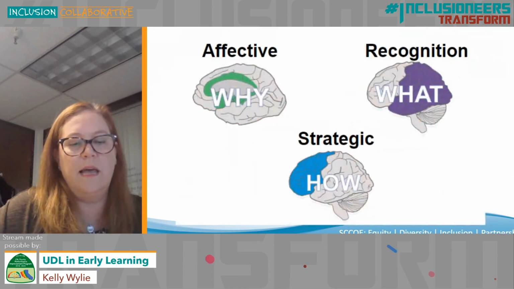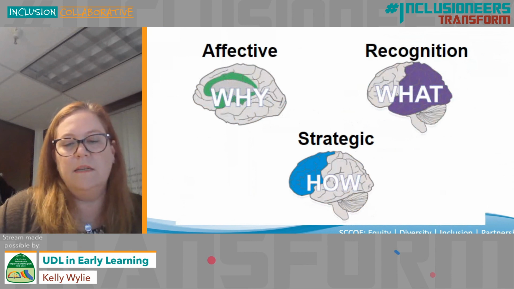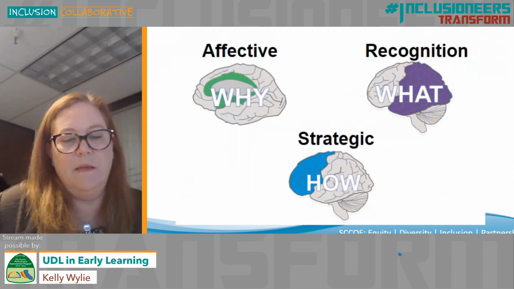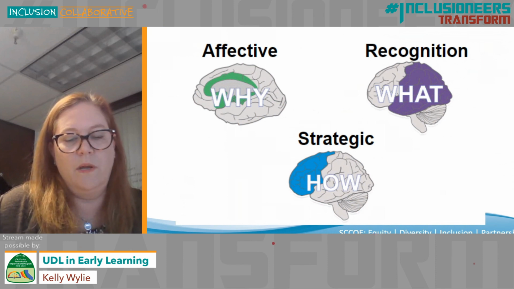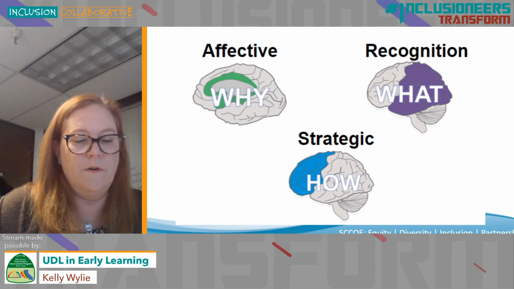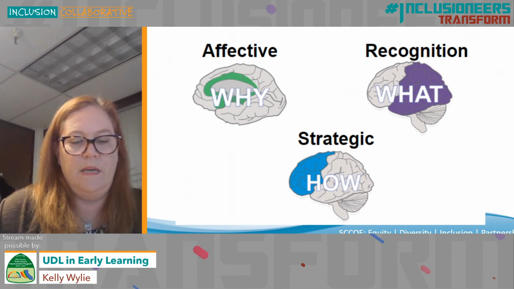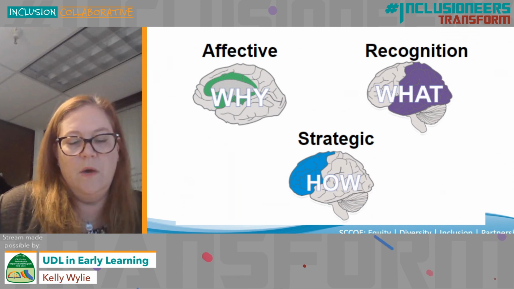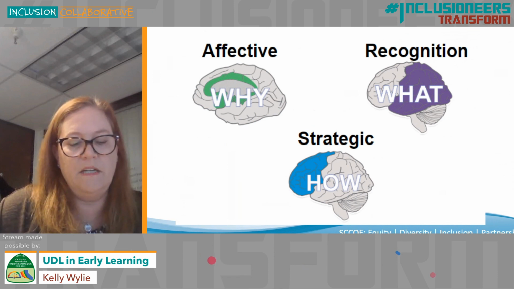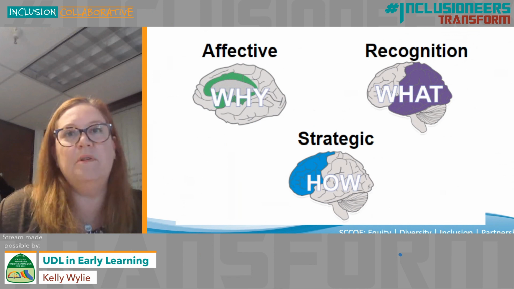I mentioned that UDL had roots in neuroscience. Cognitive neuroscience has been able to begin mapping the brain and observing brain function using various imaging technologies. What we now know is that there are three groups of neural networks that drive learning. First, at the top left, is the affective networks. These are activated by perceiving the why of learning. It's our emotional connection to the learning. We need a reason to learn. The learning has to have some sort of value, especially if we are to sustain effort and persist through challenges.